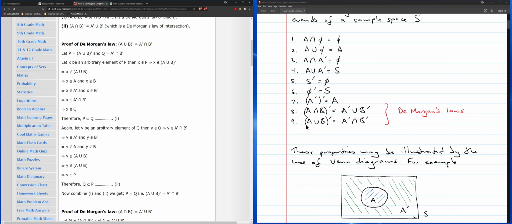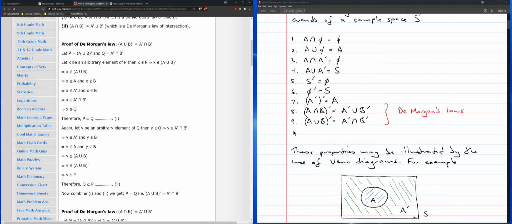Alright, so let's show one of these De Morgan's laws. I'll show statement 9 here. We want to prove this, and we're going to prove it somewhat formally. This sort of proof is outside the scope of this course. I'm doing it for those of you who may be interested in it.